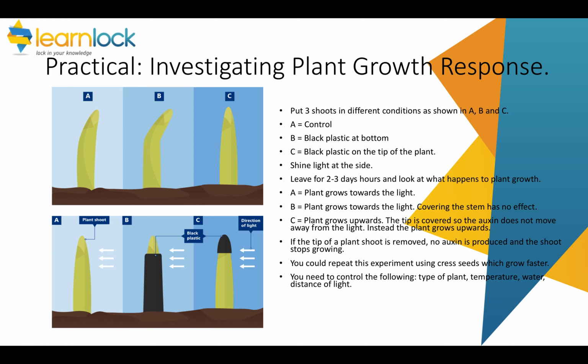Now you can repeat this with cress seeds, which would grow faster, and you would have to control the type of plant, the temperature, the amount of water, and the distance that this light is from each of the different plants.